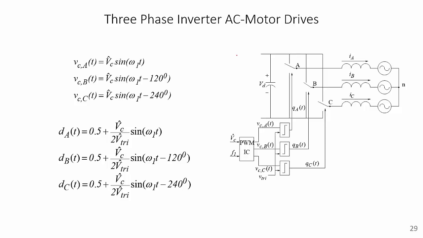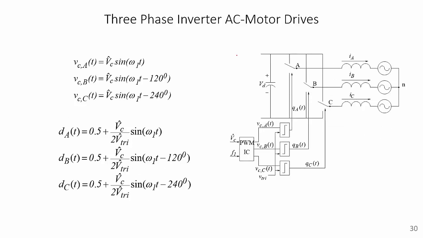The magnitude of the control voltage for all three phases are maintained the same, while their phases are shifted by 120 degrees to generate a balanced three-phase sinusoidal output voltage. This concludes the basic power electronics knowledge that is necessary to implement a DC motor speed control drive.